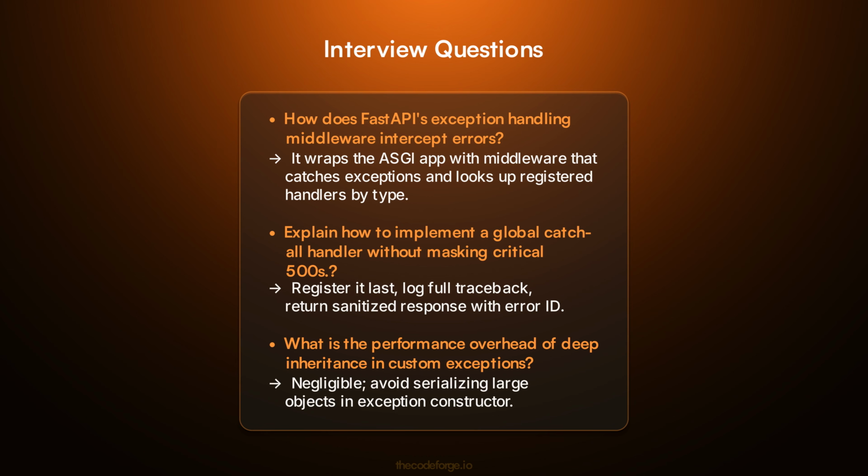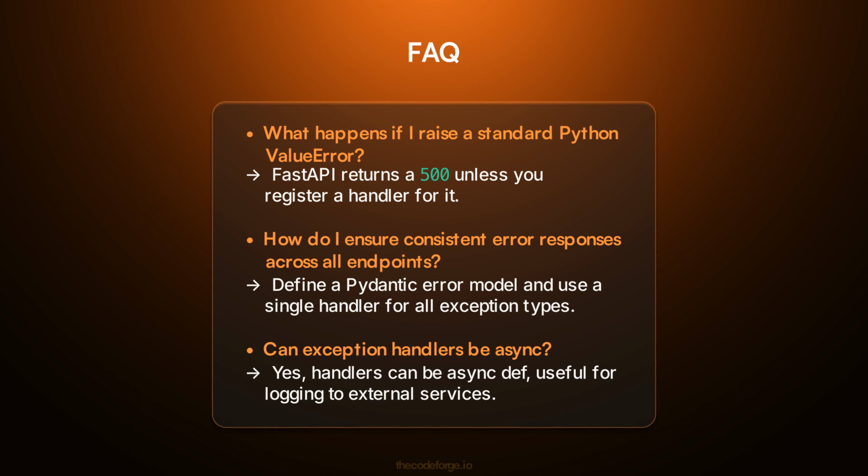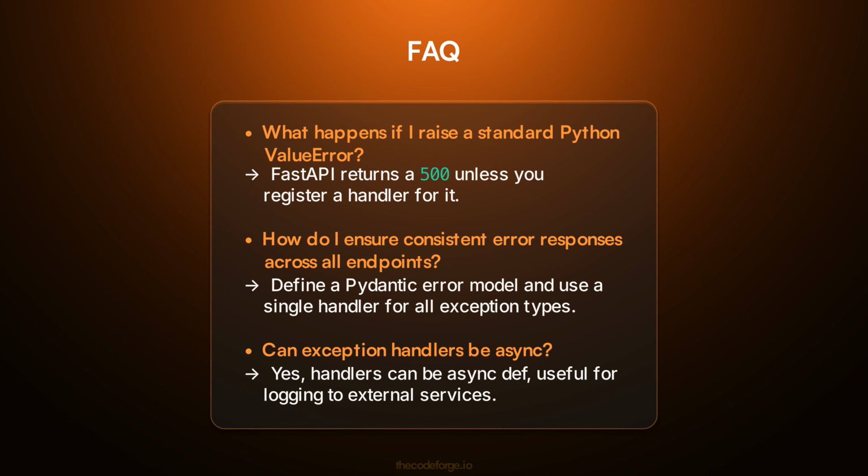What is the performance overhead of deep inheritance in custom exceptions? Negligible. Avoid serializing large objects in the exception constructor. And a few frequently asked questions. What happens if I raise a standard Python ValueError? FastAPI returns a 500 unless you register a handler for it.